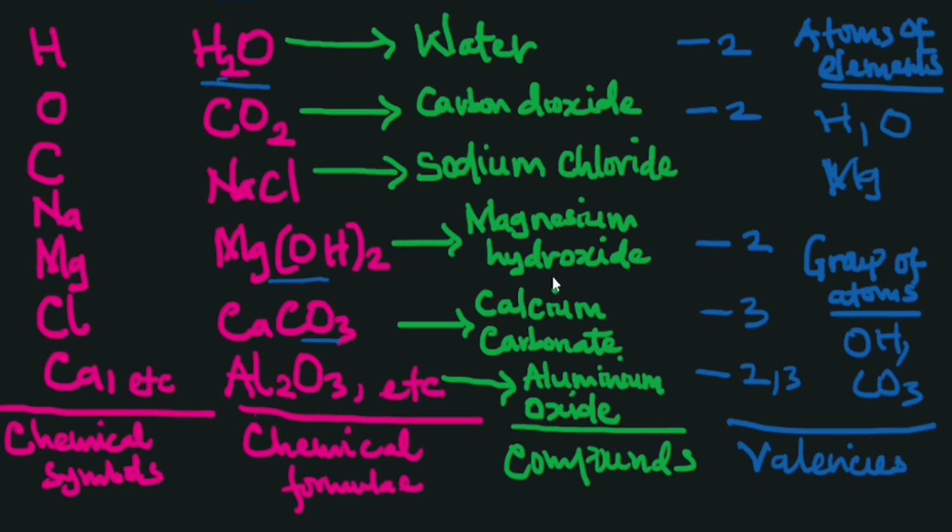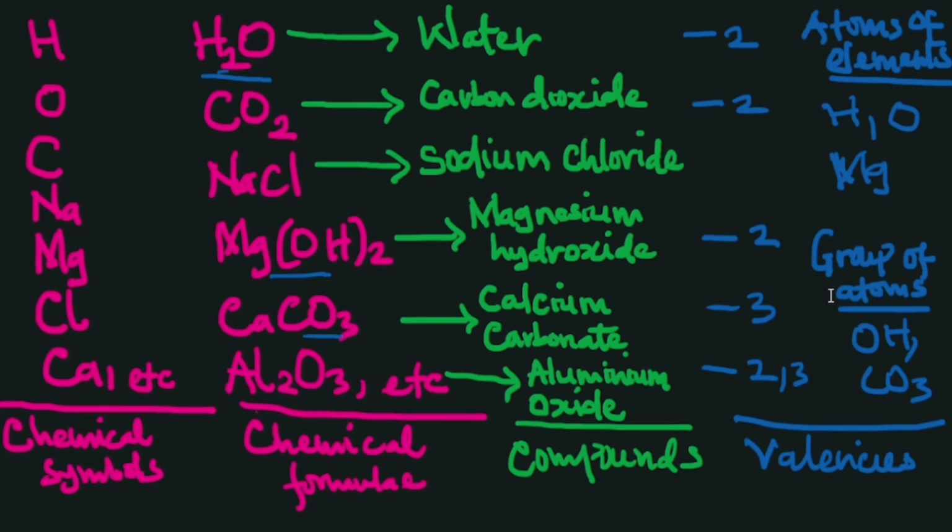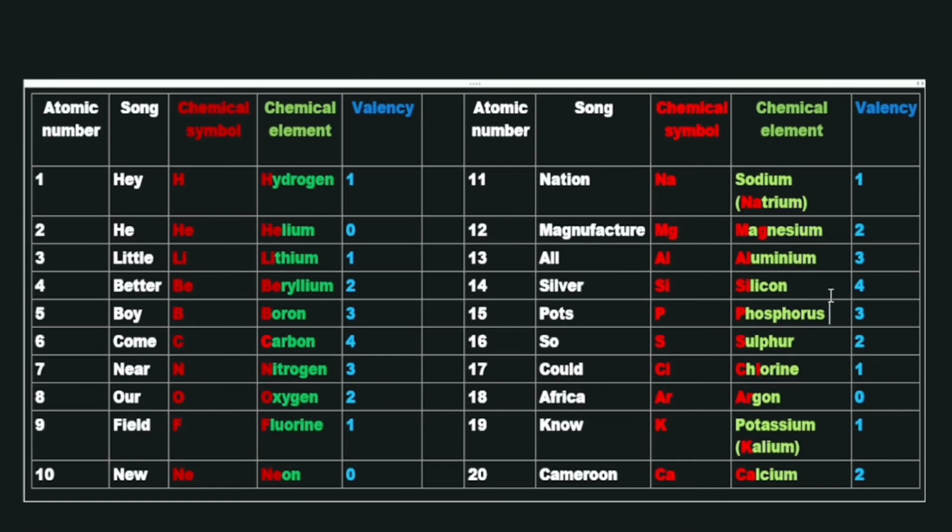So which means that to have a chemical formula, there are two things which come together. We can either have two chemical symbols coming together to form a chemical formula, or we can have a chemical symbol and a group of atoms to form a chemical formula. So how then do we write a chemical formula? In this video, we are going to consider the first 20 elements.